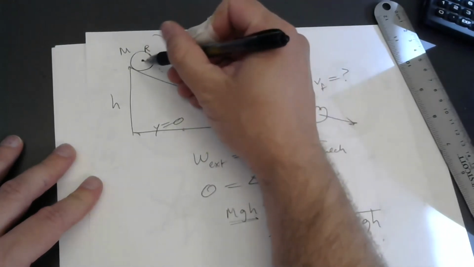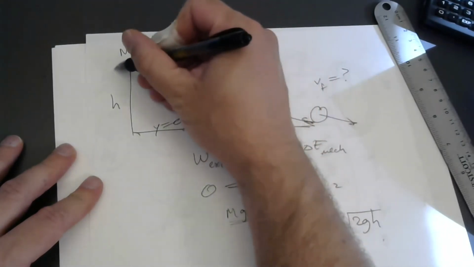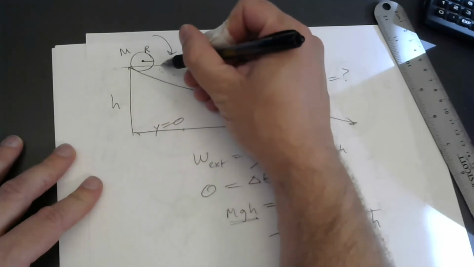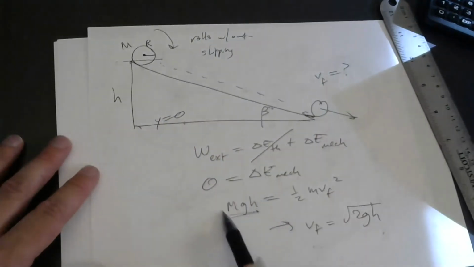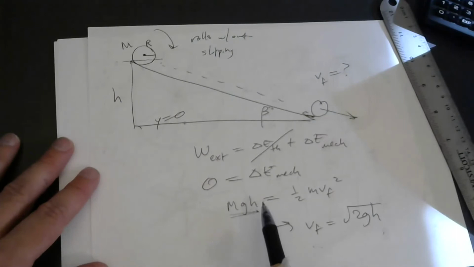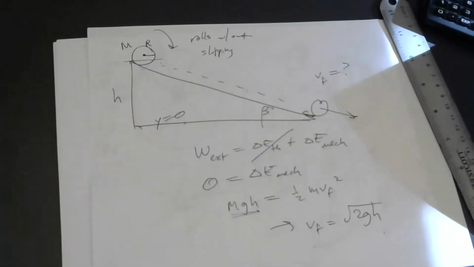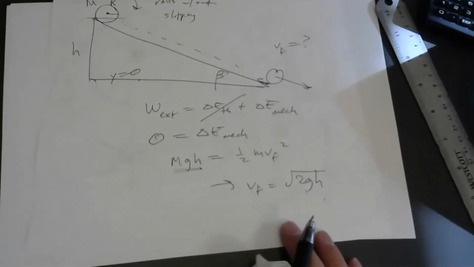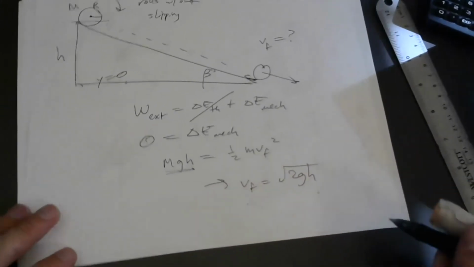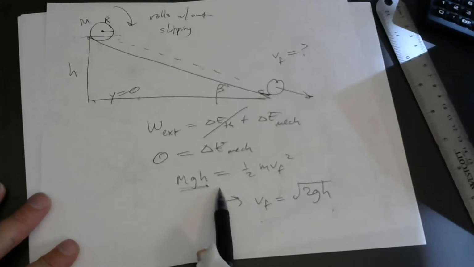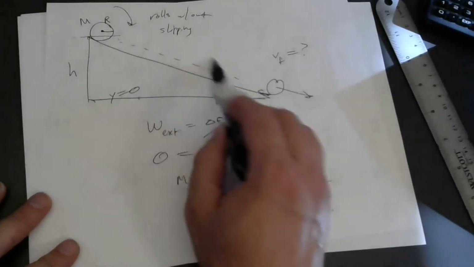So I probably should have drawn this so that this dot here was level with the top of the ramp. If you're going to use mgy for the potential energy, the y coordinate that you use should be the y coordinate of the center of mass. I'll try to show that later in another video, but it is shown in your book. Okay, some of this energy is transformed into rotational energy.